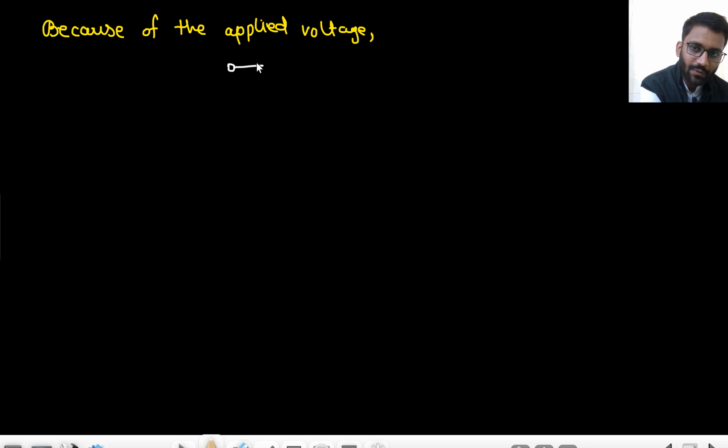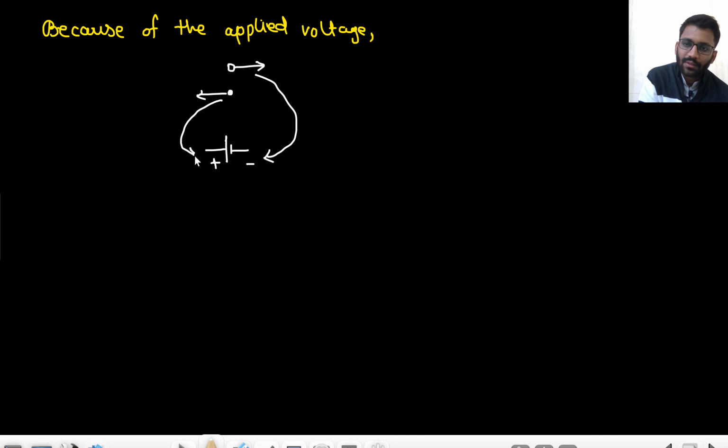The holes will feel force in this direction, and electrons will feel force in this direction. Why so? Because we are applying a battery like this, right? Sorry, yes, the negative terminal will attract the holes here, and this positive terminal will attract the electrons. So the current flows in the opposite direction to the flow of electrons, and in the same direction as the flow of holes.